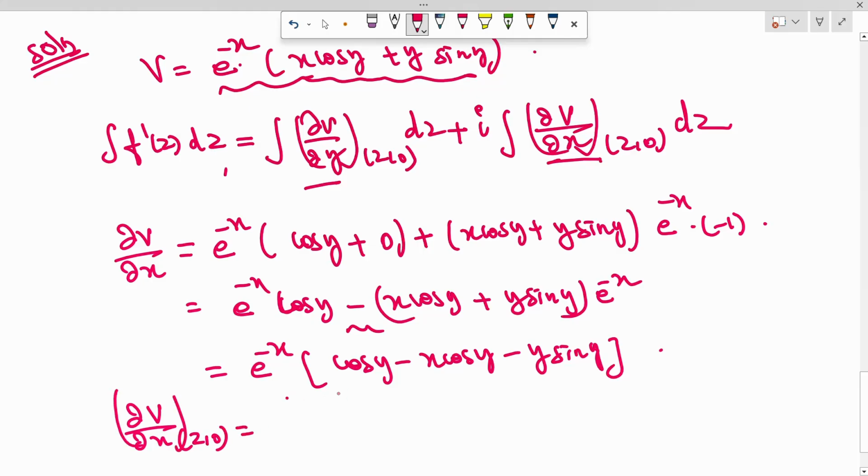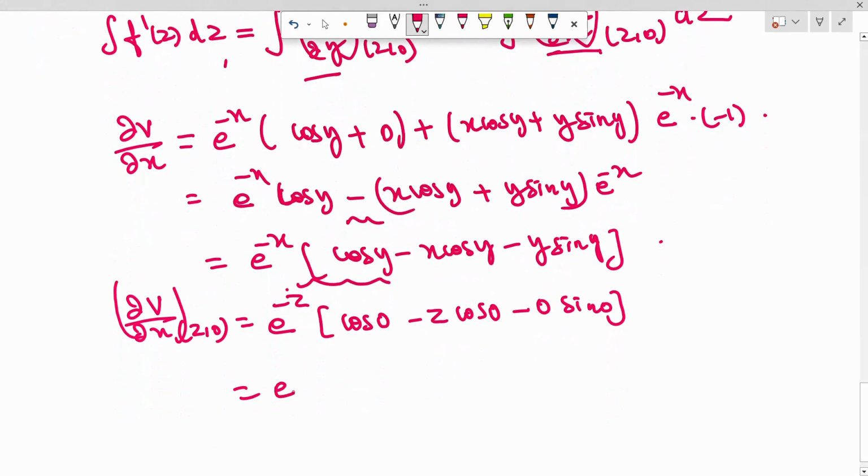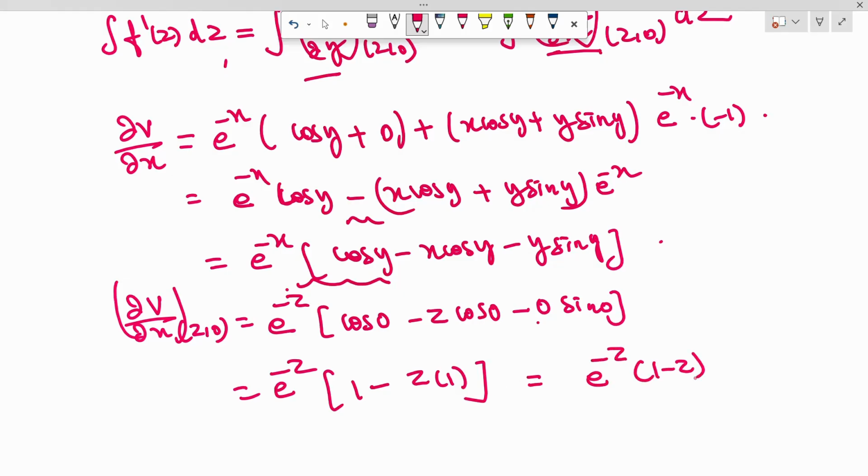In this equation, substitute x equal to z and y equal to 0. e power minus z cos 0 minus z into cos 0 minus y into sin 0. The value of cos 0 is 1, so it is e power minus z into 1 minus z into 1, and sin 0 is 0; anyway y value is 0, so that term will be 0. It is equal to e power minus z into 1 minus z.